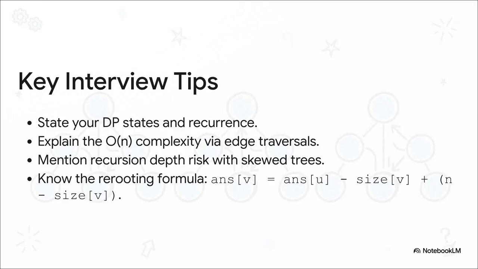Okay, if this topic comes up in an interview, here's your game plan. Start by clearly defining your DP states. Say, my states will be include you and exclude you. Then write down the recurrence that connects them. Be ready to explain why it's O(n) by talking about how you traverse each edge twice. And hey, if you're doing a rerouting problem, knowing that core update formula is a huge win. It shows you really understand the mechanics of efficiently shifting the answer from parent to child.